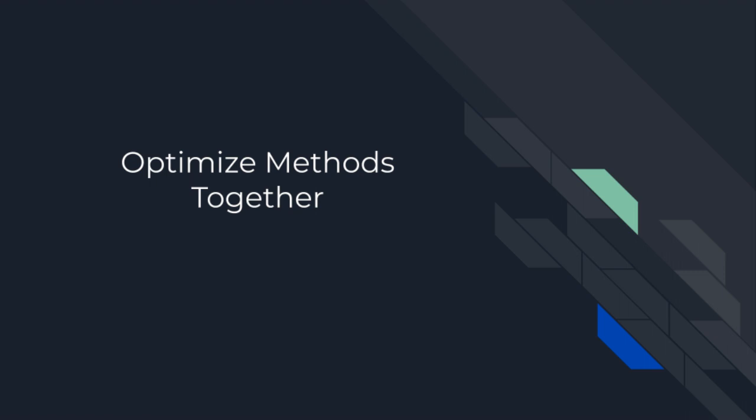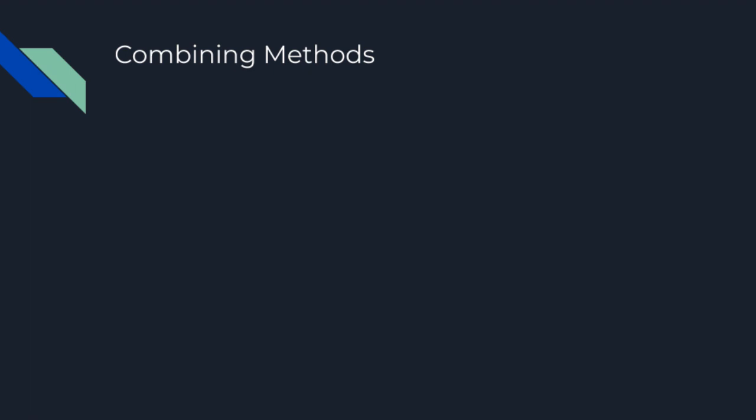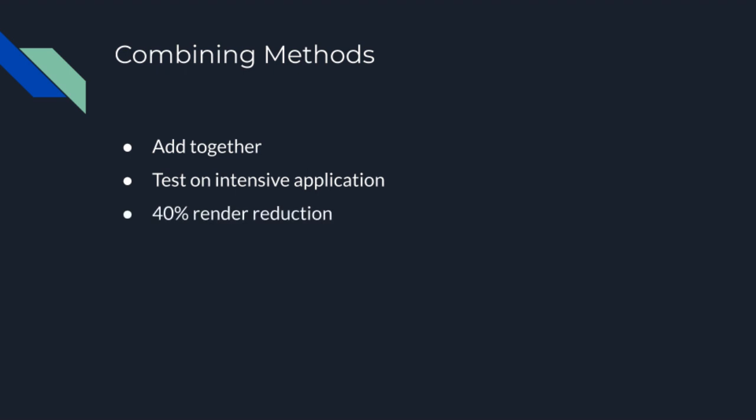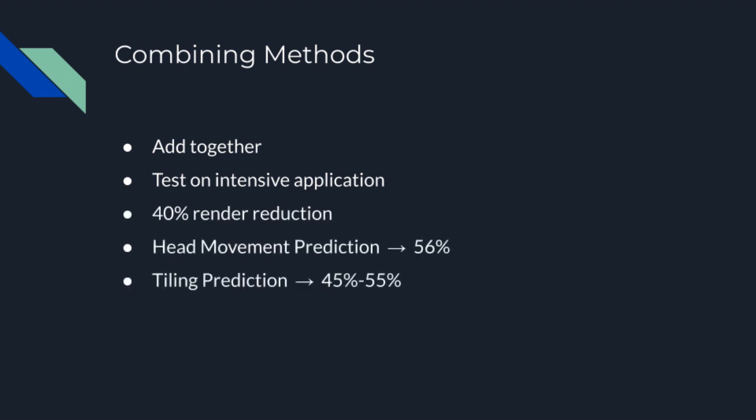After considering each method individually, I thought, how could I combine them together? It's interesting because predicting head movement is kind of a human element, and predicting tiling is kind of a non-human element, so somehow combining them together might give an interesting result. The first attempt is just to add them together. So essentially a naive model where we treat both methods equally, and whatever they both predict, we render. I test this on the intensive application from the tiling study because that makes this a worst case analysis. As expected, the render reduction is 40%, which is considerably lower than each of the methods individually.